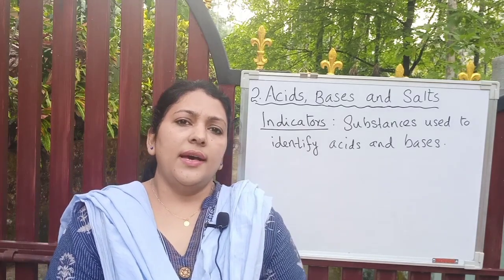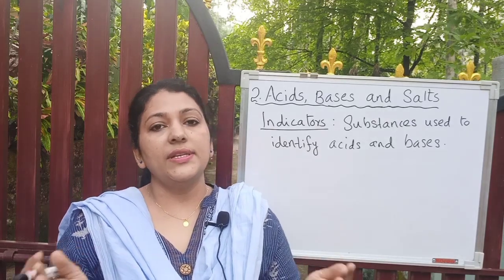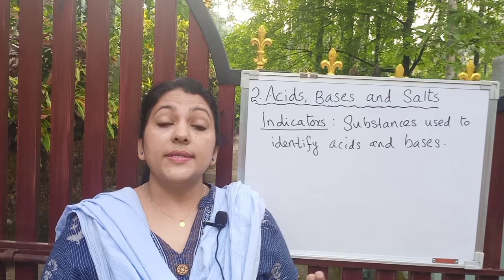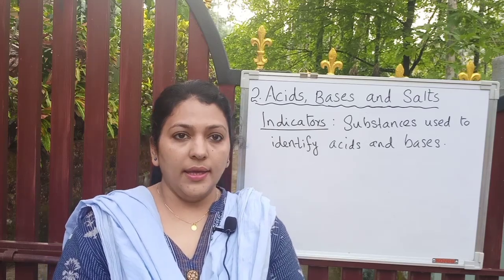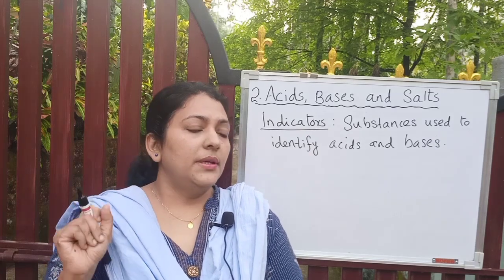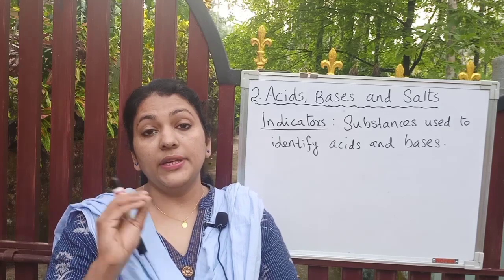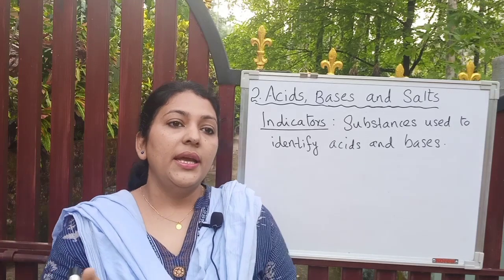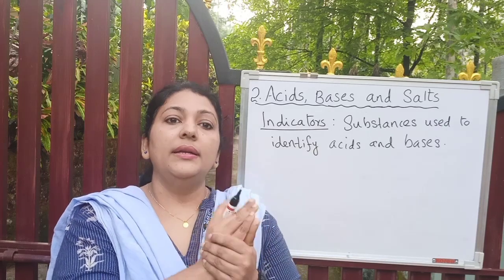Indicators are substances which are used to identify whether a given substance is an acid or a base. Different types of indicators are there. Some indicators will show different colors in different media. For example, in a particular indicator, turmeric.